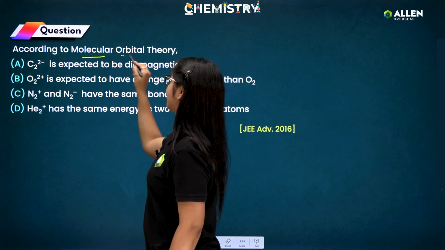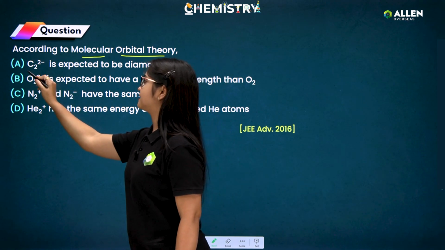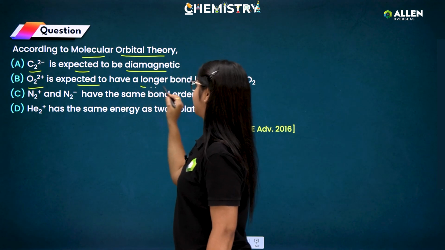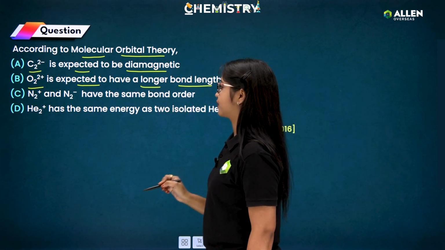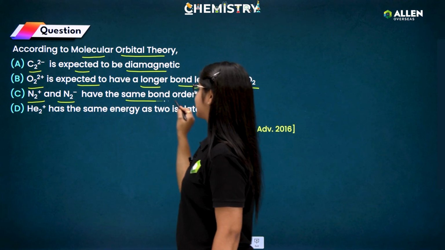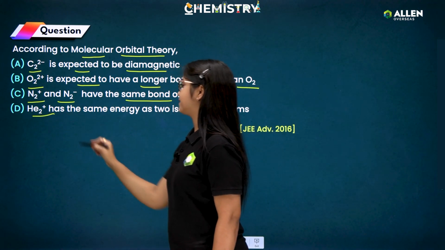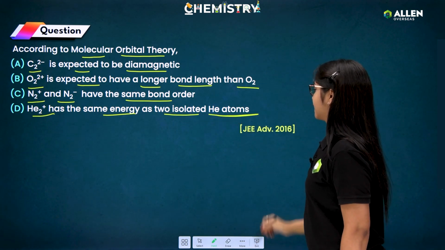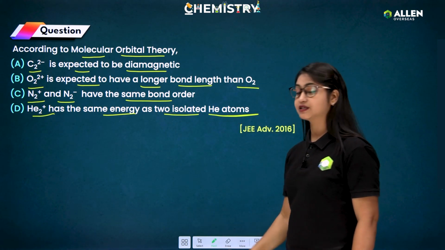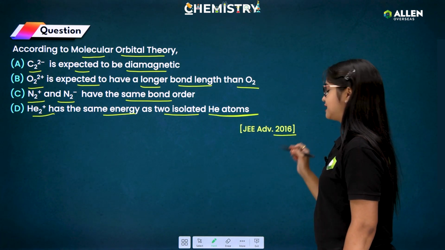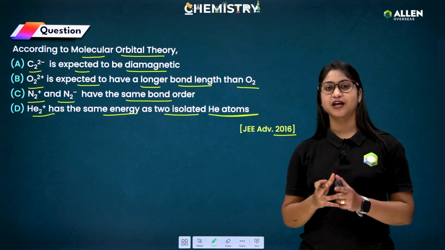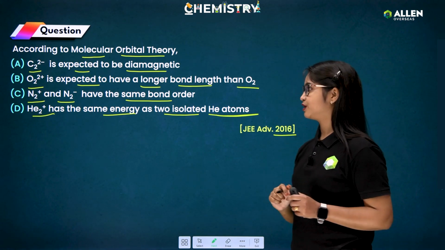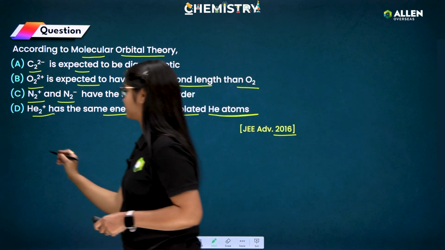According to molecular orbital theory, C2 2 minus is expected to be diamagnetic. O2 2 plus is expected to have a longer bond length than O2. N2 plus and N2 minus have the same bond order, and He2 plus has the same energy as two isolated helium atoms. This is also a PYQ, a JEE Advanced question, JEE Advanced 2016. But nowadays such kind of questions are common in JEE Mains also. So that's why it is important for JEE Mains also. So let's solve this question.